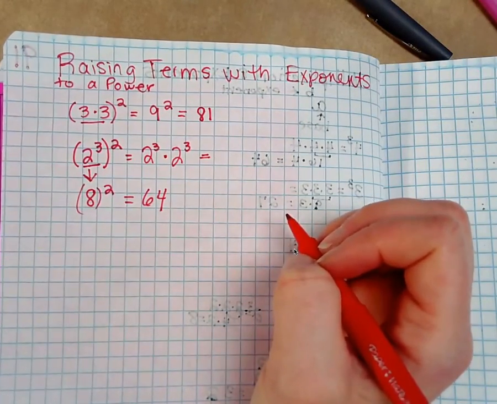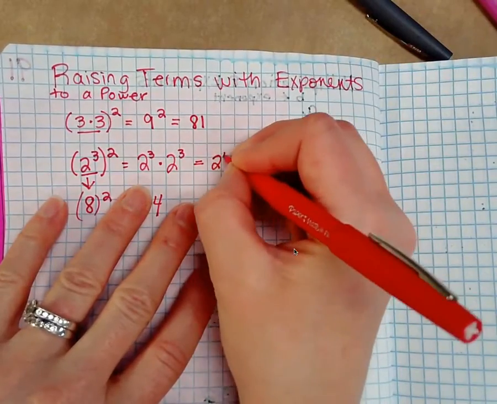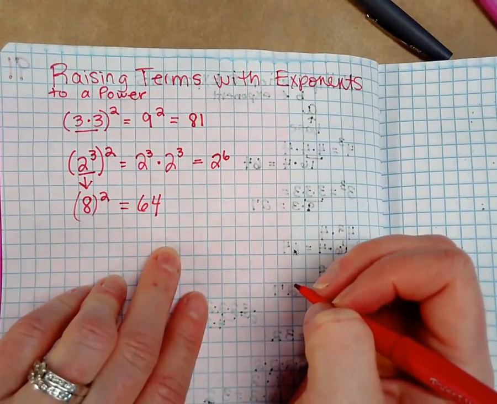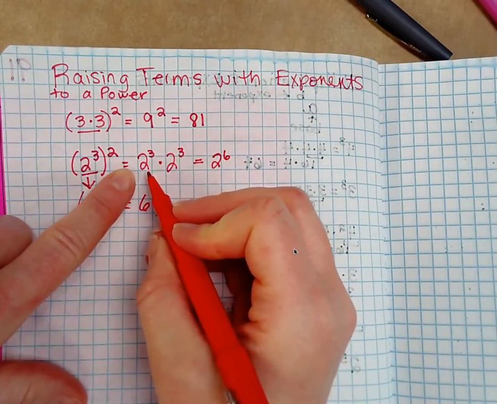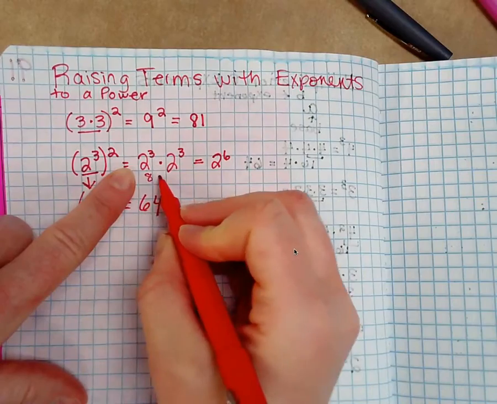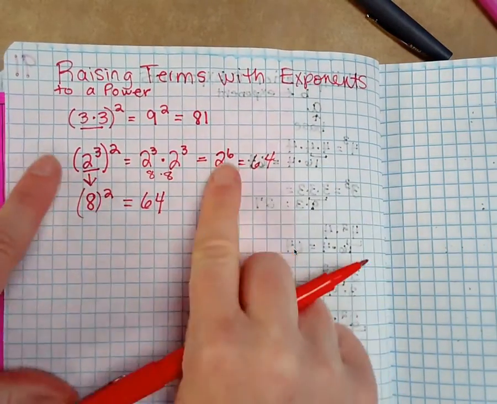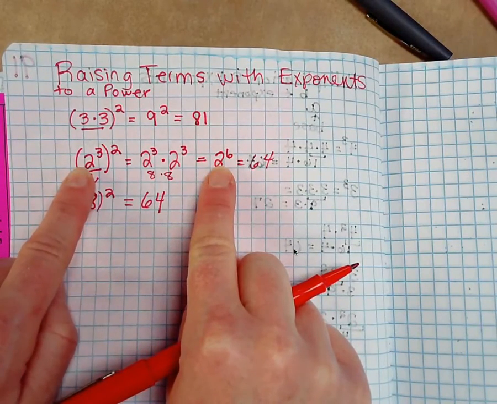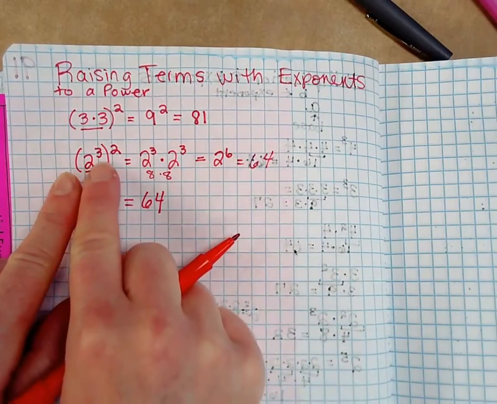2 to the 6. What's 2 cubed? 8. 8 times 8 is 64. So this is the same as that. Look at it: 2 cubed squared is the same thing as 2 to the 6th power. So we didn't add the 3 and the 2.